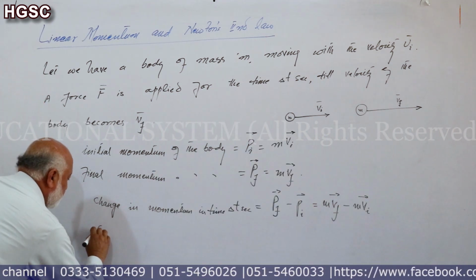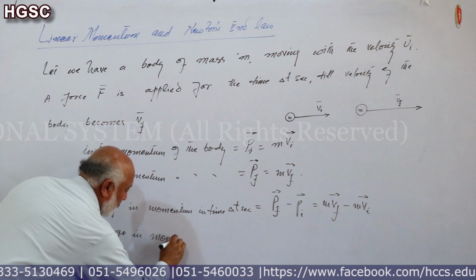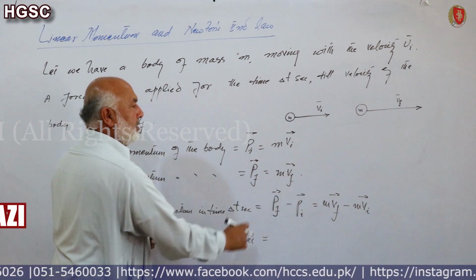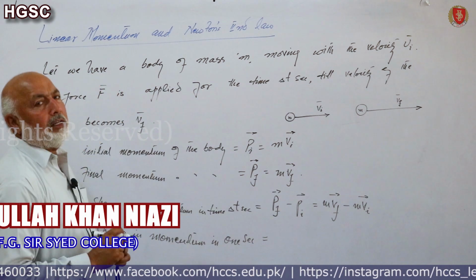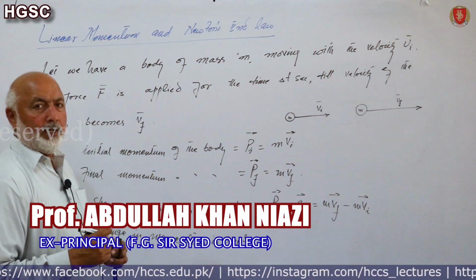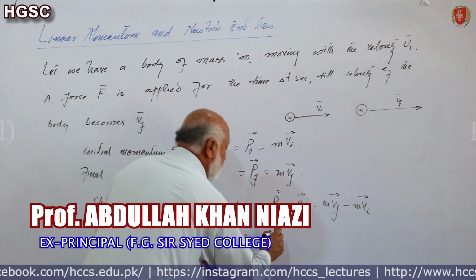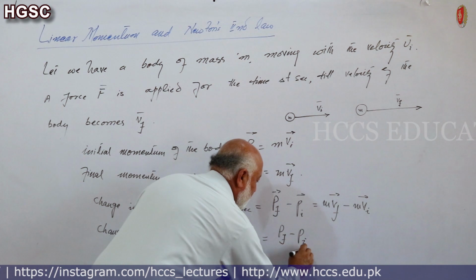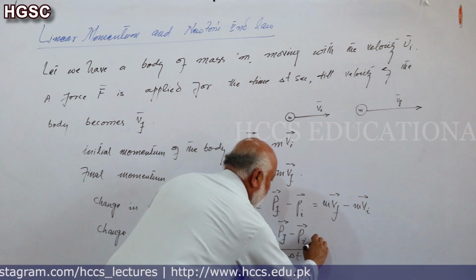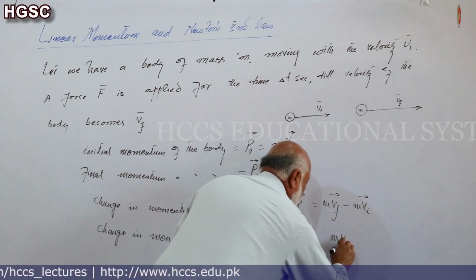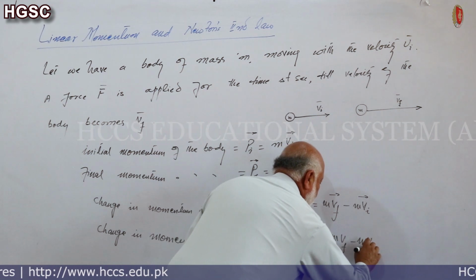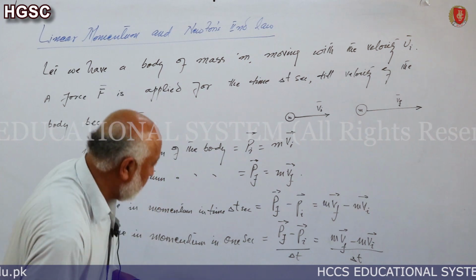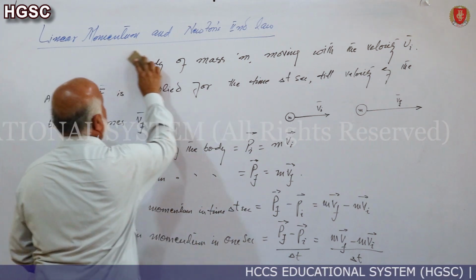Change in momentum in 1 second. जब डेल्टा टी सेकंड्स के अंदर इतना चेंज हुआ है तो 1 सेकंड्स के अंदर कितना चेंज होगा? मैथमेटिकल बात है. ये डेल्टा टी जो है वो डिवाइड हो जाएगा, pf minus pi over delta t. This is equal to mvf minus mvi over delta t. अब इसको हम फर्दर यहाँ लिखते हैं.